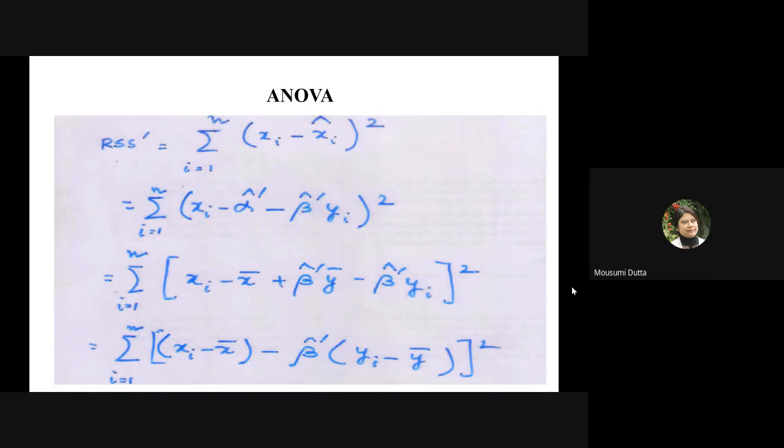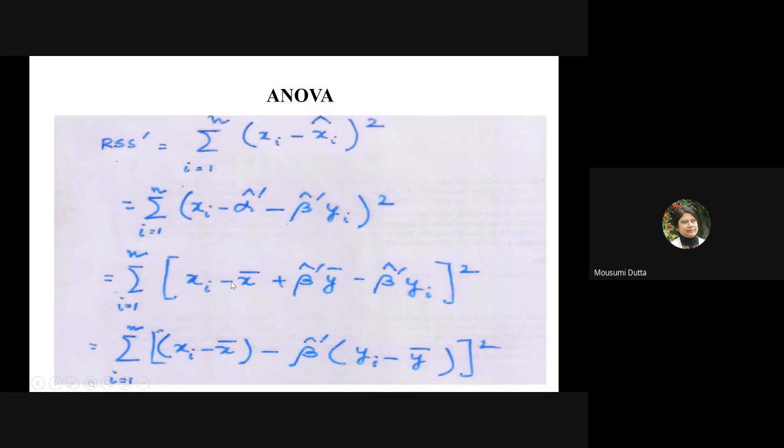So, to keep a difference between the regression of yi on xi and xi on yi, I'm using the term prime. I'm just differentiating using prime. So RSS prime here is given by summation xi minus xi hat whole square. In case of the earlier one, it was yi minus yi hat. And here we are considering xi minus xi hat. So in the next step, I'm replacing xi hat by the estimated value alpha hat prime minus beta hat prime yi. So RSS can be presented in this way, xi minus alpha hat prime minus beta hat prime yi.